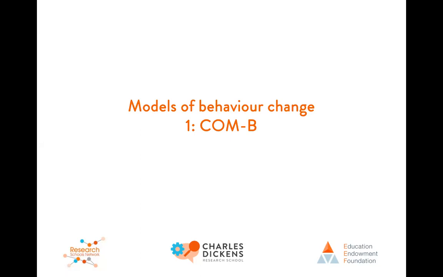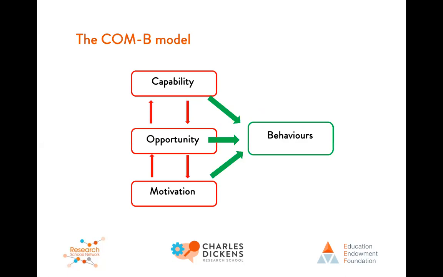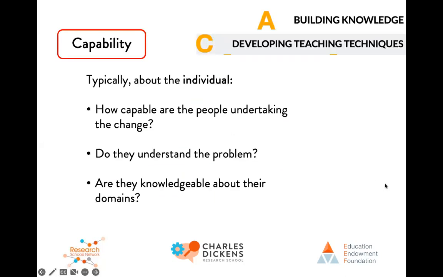And so with the proviso that all models are wrong, but some are useful, we're now going to look at a couple of models of behaviour change. And the first of these is the COM-B model. And this shows how capability, opportunity, and motivation can combine to influence behaviour change. Let's see what we mean by each of those.